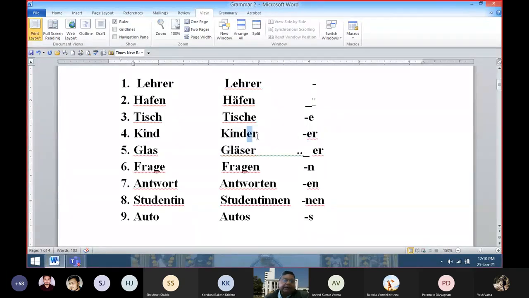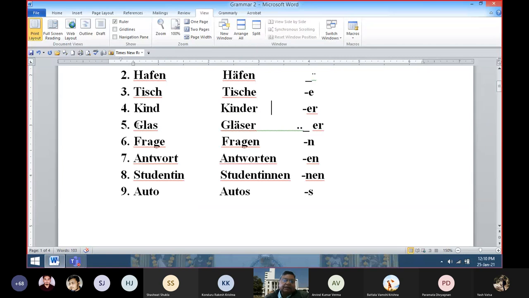Then we have words like Glas, G-L-A-S. Glas means glass, and this is the spelling in German. The plural form is Gläser. So here again a has been changed into an umlaut and further we have added er. That means umlaut and er are added in the plural formation. Gläser, glasses. Further we have the word Frage, F-R-A-G-E. Frage means question. The plural form is Fragen, meaning you have to add n. Then it becomes Fragen, questions.